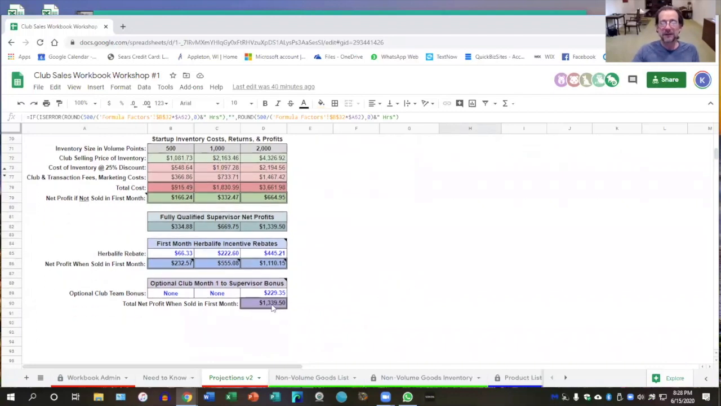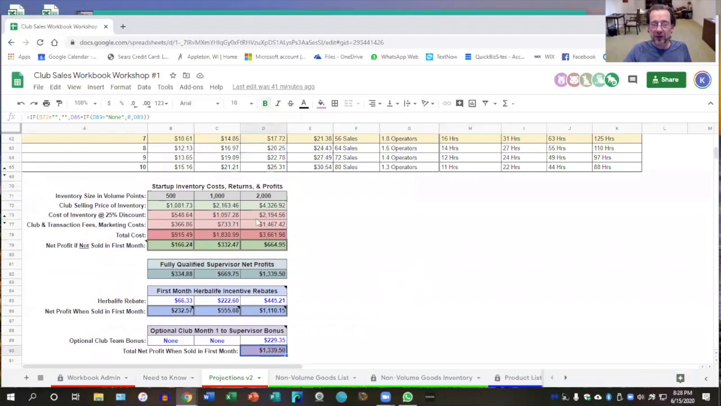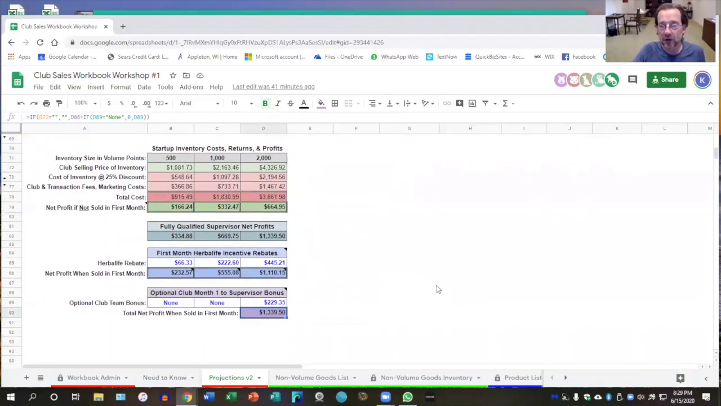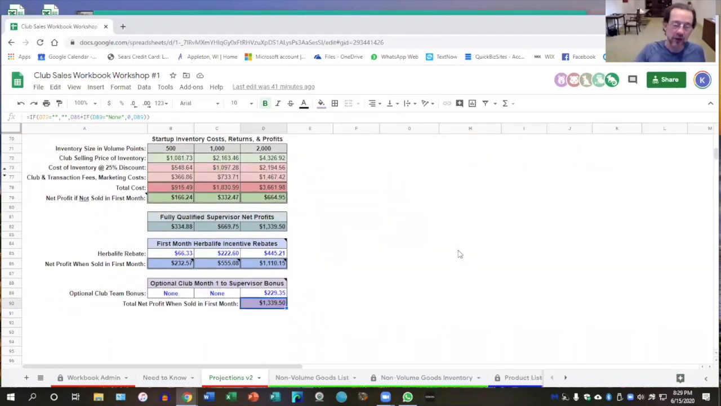Now, these numbers will be different in your club, by the way. Some of these numbers are going to vary because your club's selling price and different things are going to vary a little bit. So you're going to want to know exactly what that is going to look like in your club, and you will. It'll start here, but as you update this workbook, it'll happen in your club as well.